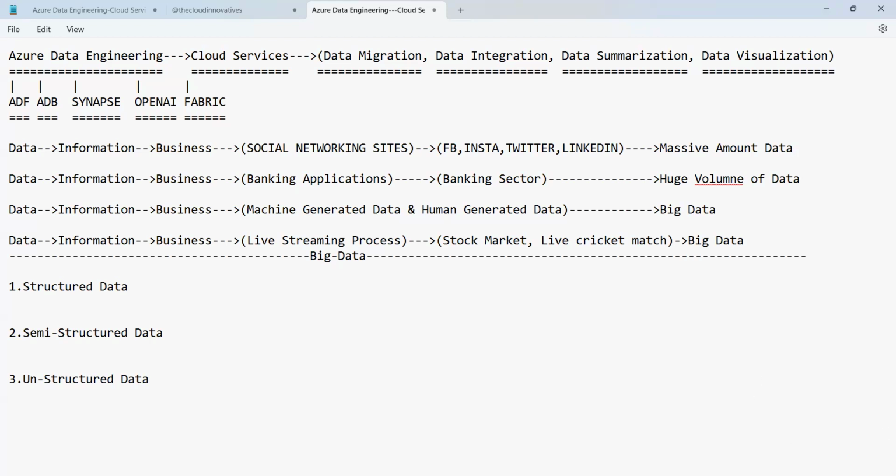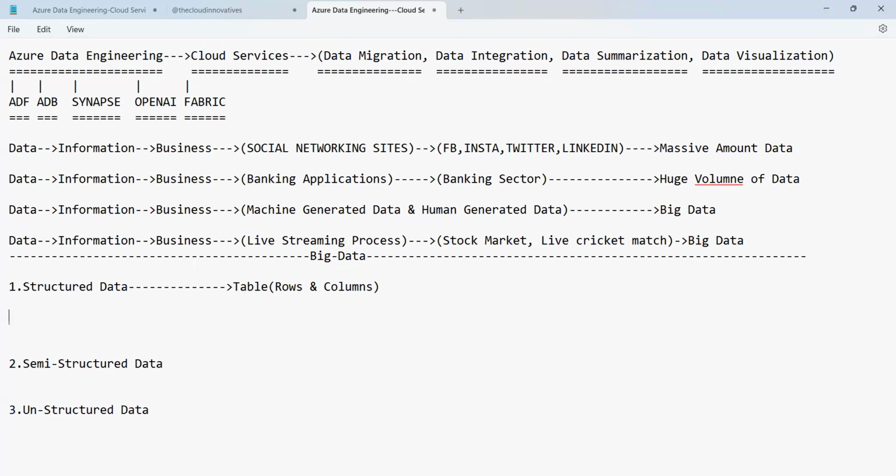So what do you mean by structured data? First of all, let's try to see this. When we talk about structured data, guys, structured data is nothing but the data which we put in the form of a table, proper formatted data where the user can understand it very easily, in the form of rows and columns. The data which you put in the form of rows and columns, that is in the form of a table, is called as structured data.